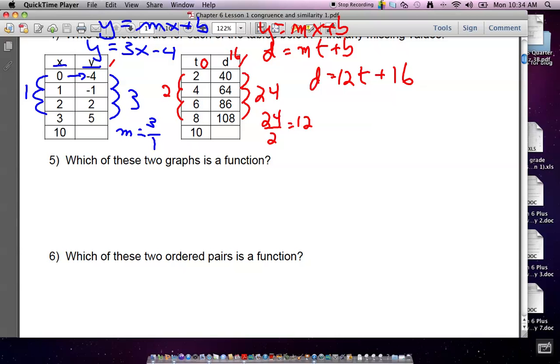All right. Now, one last thing. Notice, I want to fill in the value in this box. The easiest way to do it is once you come up with the rule, plug in the x. What's 3 times 10? 30. Minus 4? 26. Over here, plug in the 10. What's 12 times 10? 120. Plus 16 is 136. Okay? So once you make the rule, it's the quick and easy way to fill in the box.